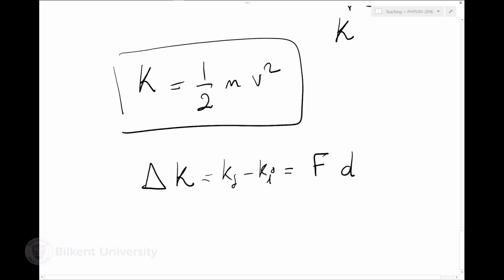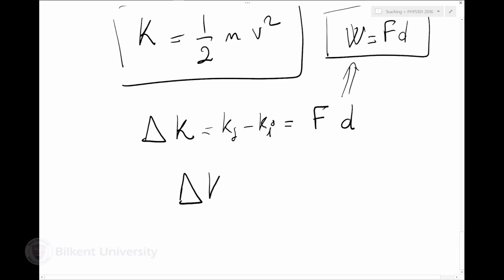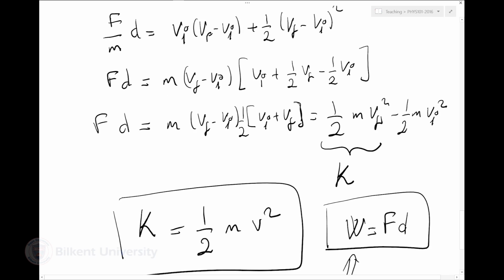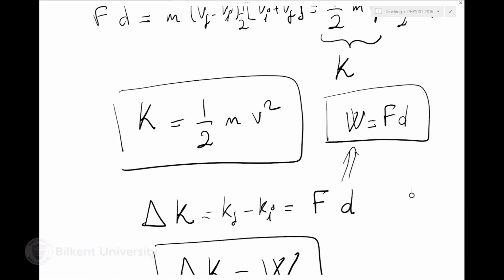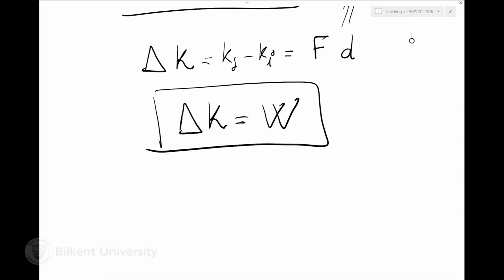And I'll actually call this something else. I'll call this work is F times D. And I'll state that the change in kinetic energy is equal to the work done on the object. Now, I have made a lot of assumptions. I've said, hey, let's say that this force is constant throughout. In that case, there is only one calculation. I have already done it. I can always say change in K is equal to work done.